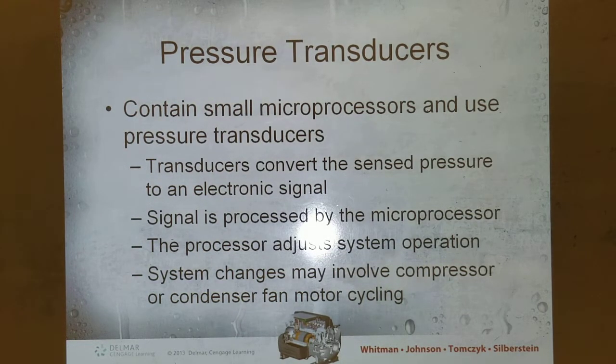Pressure transducers contain small microprocessors. Transducers convert the sensed pressure to an electronic signal. The signal is processed by the microprocessor. The processor adjusts system operation. System changes may involve compressor, condenser, and motor cycling.